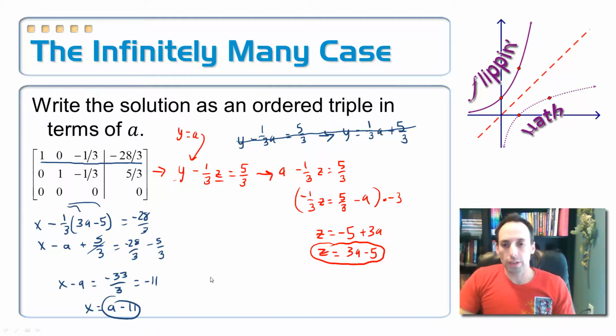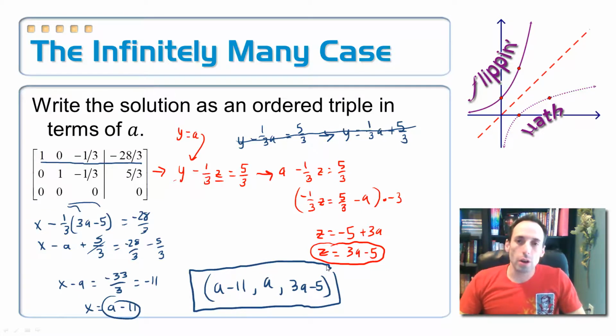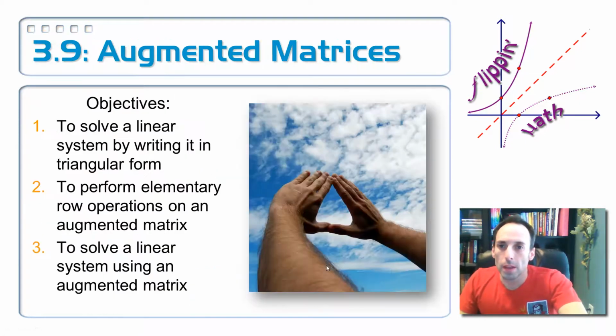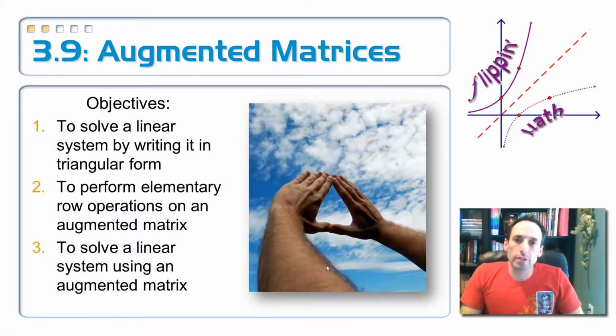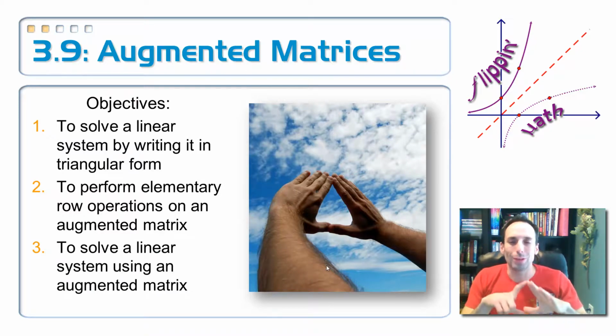Your final answer then, in terms of a, is a minus 11, comma, a, comma, 3a minus 5. So you can see that the augmented matrix in reduced row echelon form helps you out in all kinds of ways. It finds the solution if there's one, even tells you if there's no solution or infinitely many, and the matrix you get when it's infinitely many helps you write the final answer in terms of a really easily. That concludes our final lesson for this unit, being able to solve a linear system by putting it in triangular form.